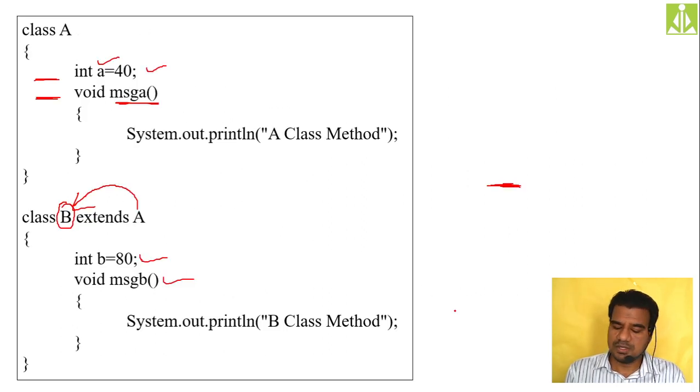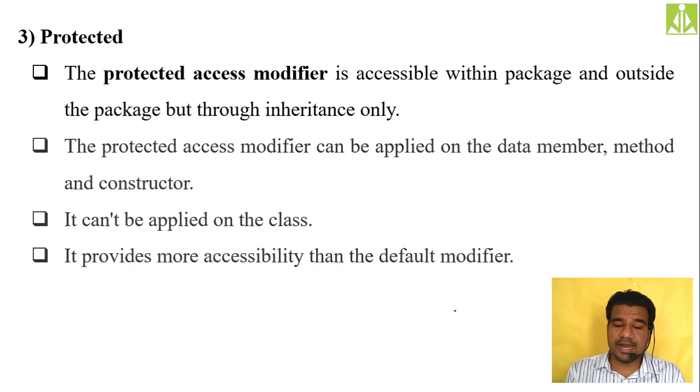Hopefully you understood. Okay. So the protected access modifier can be applied on data members, methods and constructors. It can't be applied on classes. It provides more accessibility than default.